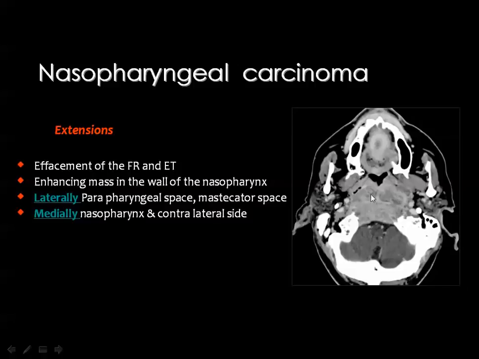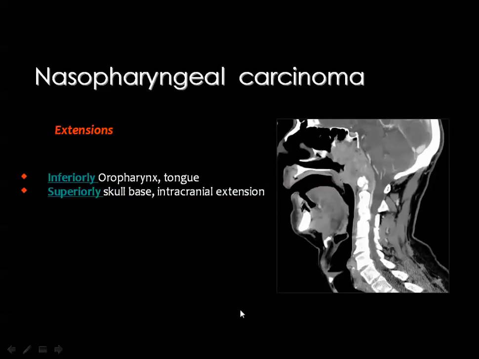Medially, the tumor will cross the midline to the opposite side. It may affect the opposite parapharyngeal fat. It may infiltrate the muscles of mastication on the opposite side. Then inferiorly and superiorly are seen in the coronal and sagittal images.